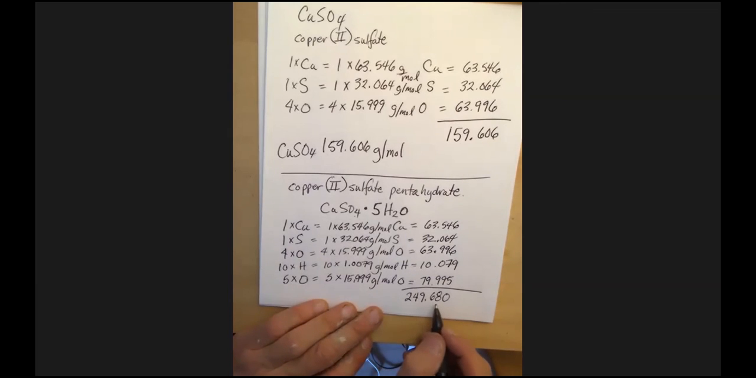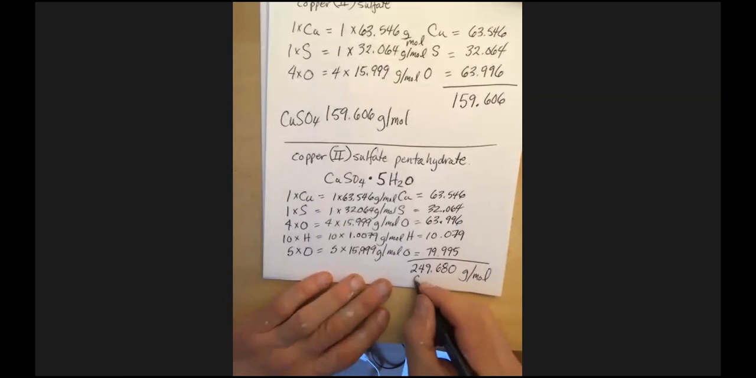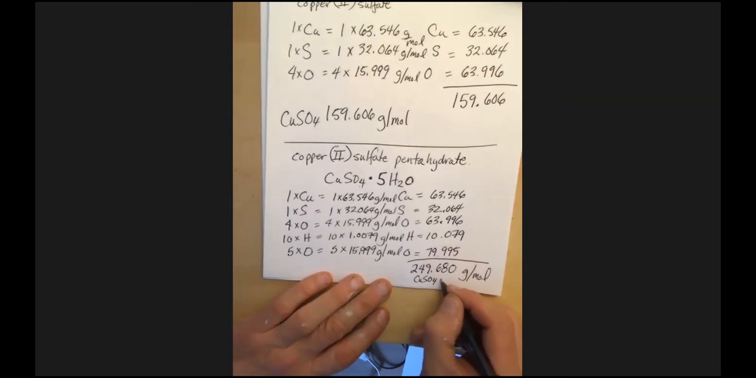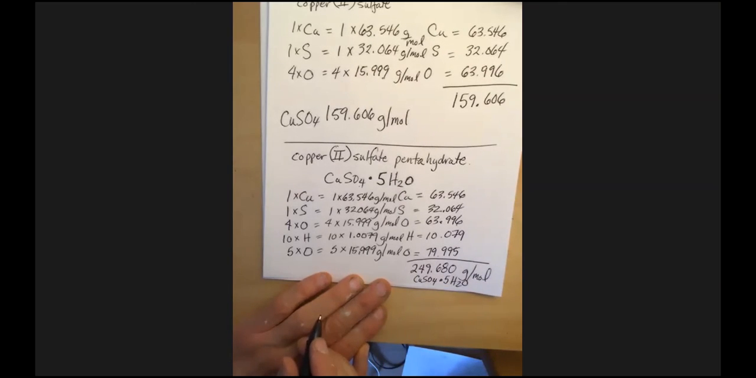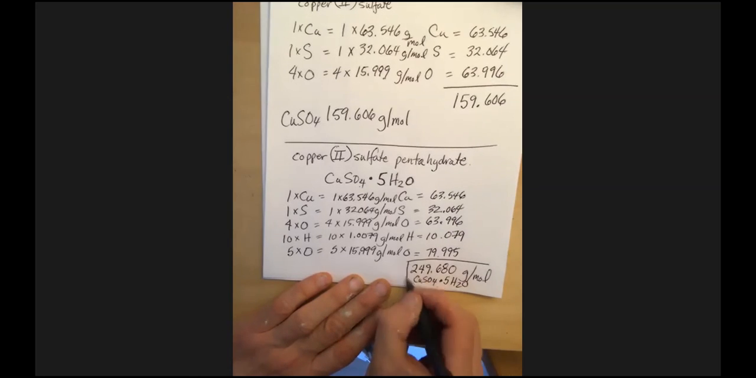So 249.680 grams per mole for CuSO4.5H2O. And we feel pretty good about that? Yeah, so you just needed to add the molar mass of 5 water molecules.